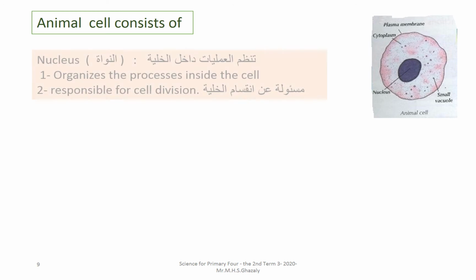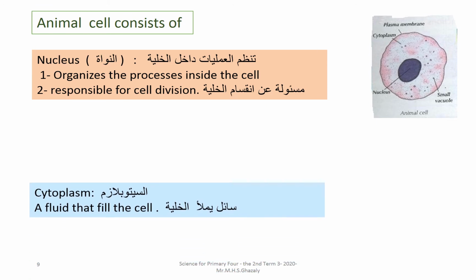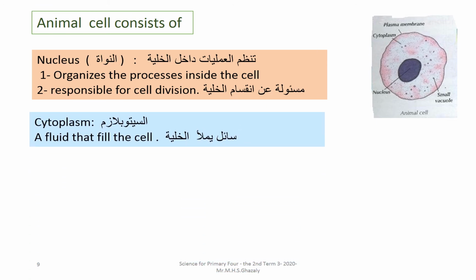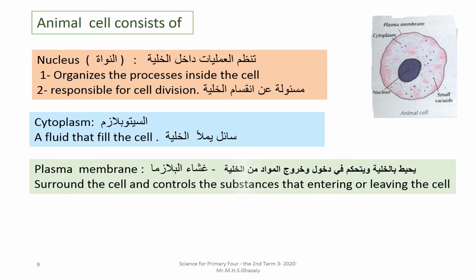Animal cell consists of nucleus النواة. Number 1, organizes the processes inside the cell. تنظم عمليات داخل الخلية. Responsible for cell division. مسؤولة عن انقسام الخلية. Cytoplasm, a fluid that fills the cell. سائل يملأ الخلية. Plasma membrane غشاء البلازما surrounds the cell and controls the substances entering or leaving the cell.